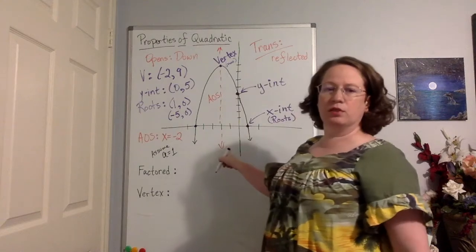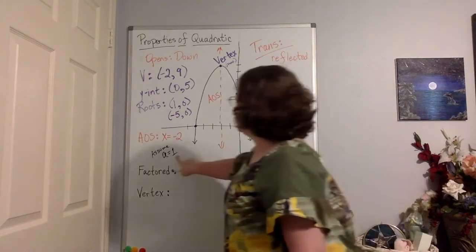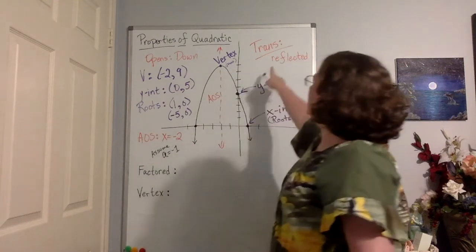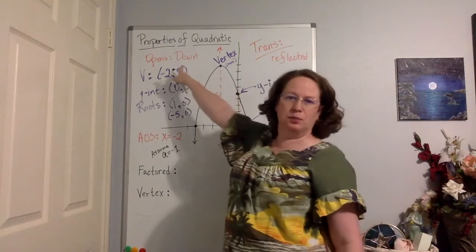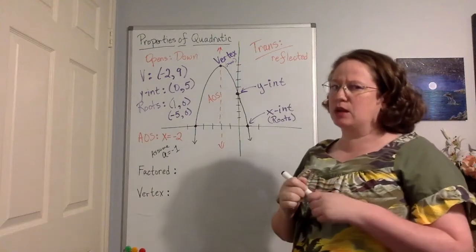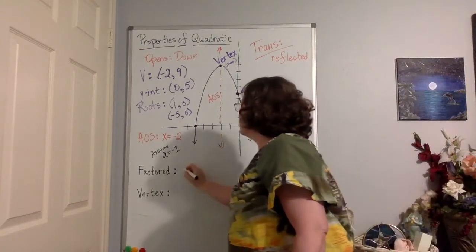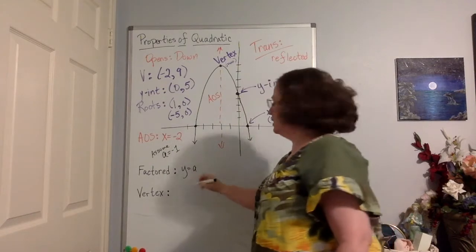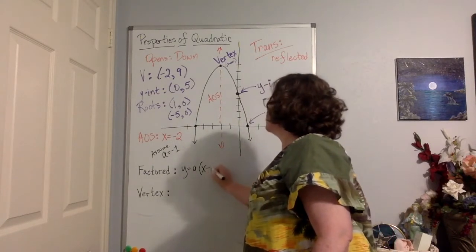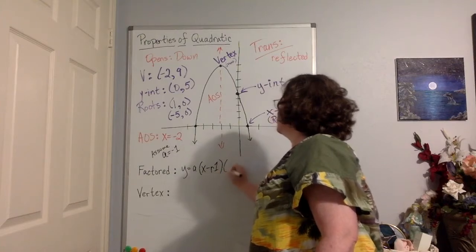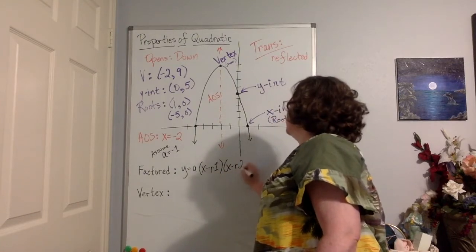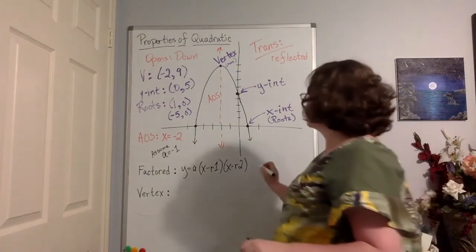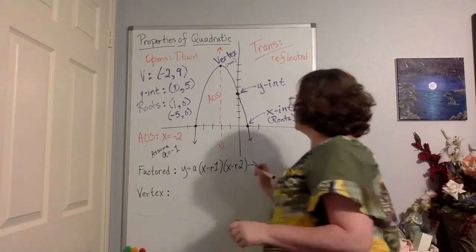So is this one +1 or -1? Very good. It's negative. How do I know it's negative? Oh, yeah. It's reflected. It's pointing down. Got to remember those transformations. So, my factored form, I have the a out front, and then it's x minus one of my roots, and x minus the other root. It doesn't matter which order you go in.